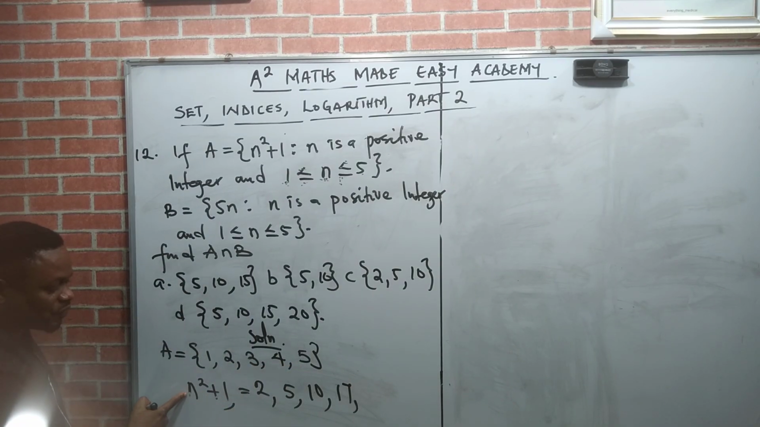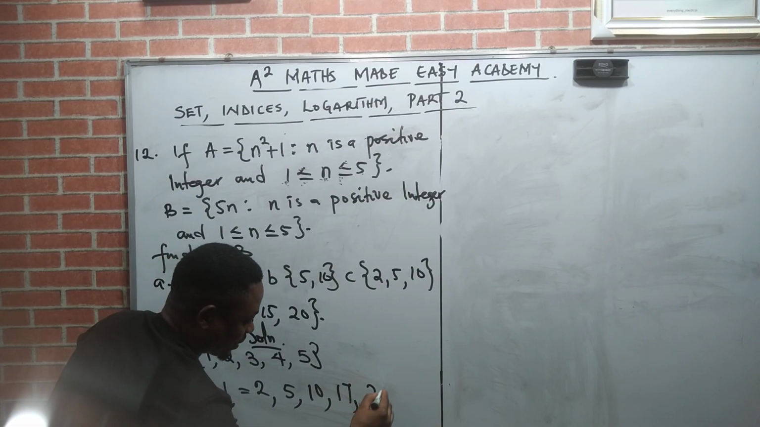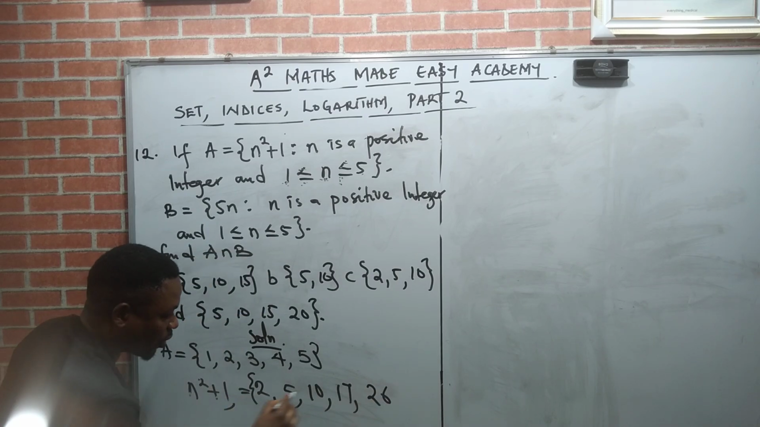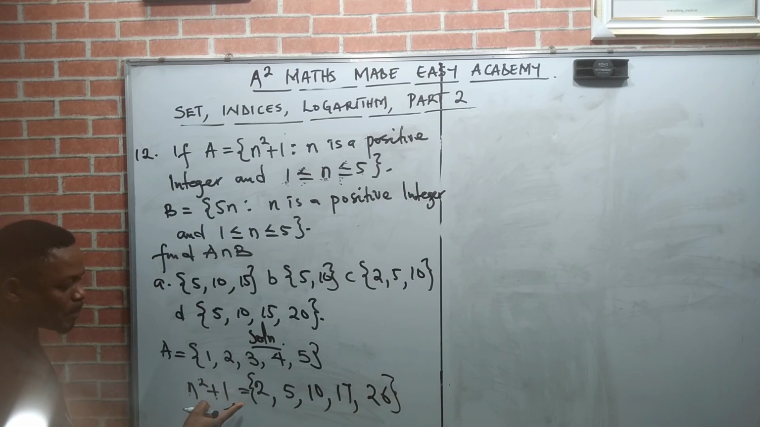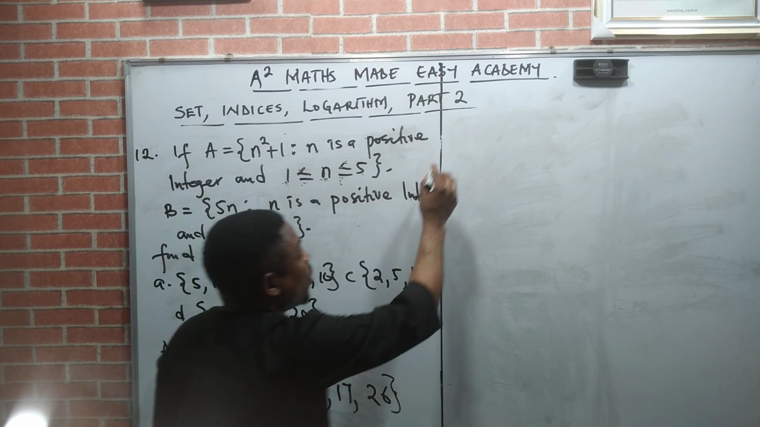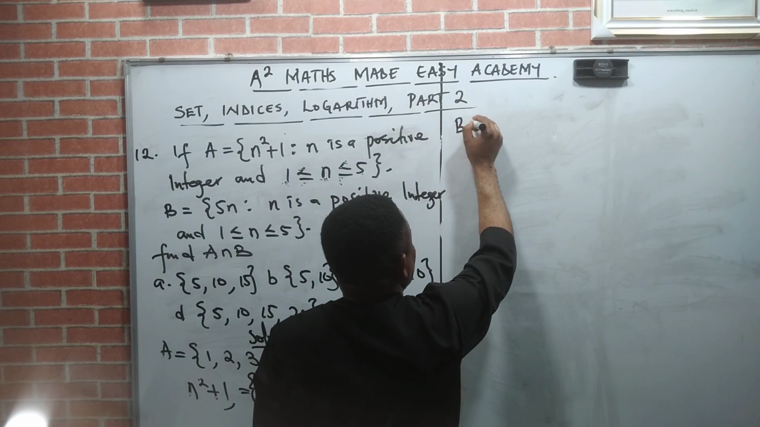It becomes 5 squared. What is 5 squared? It is 25. And 25 plus 1 will give you 26. Now all this that we have solved, they are what we call members of set A in terms of this expression. Are you with me now? Then permit me also now to go to set B.